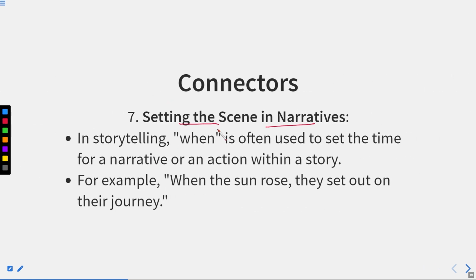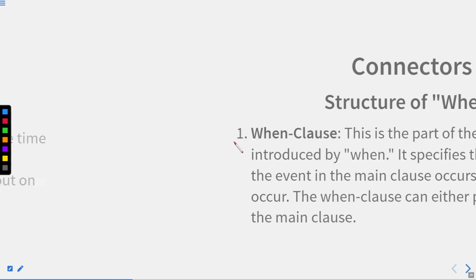Setting the scene in narratives. In storytelling, when is often used to set the time for a narrative or an action within a story. For example, when the sun rose, they set out on their journey. It means when the sun rose, they set out on their journey. It means they began their journey.